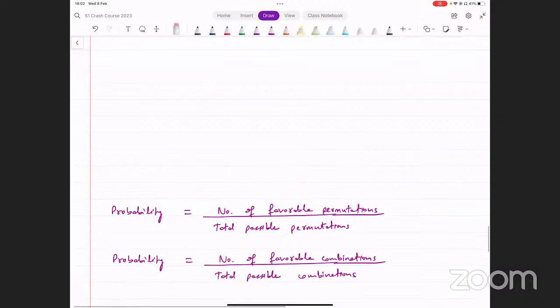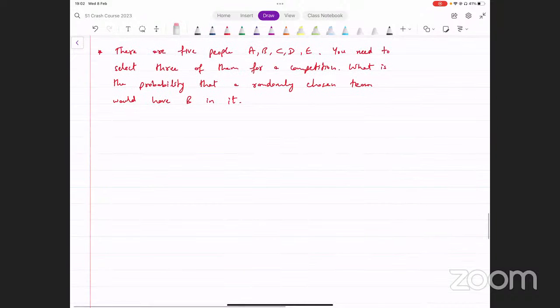All right, let's use this here. There are 5 people, A, B, C, D, E. You need to select 3 of them for a competition. Now, what if there was no restriction? If there was no restriction, what would the total possible combinations be? Let's write this here.